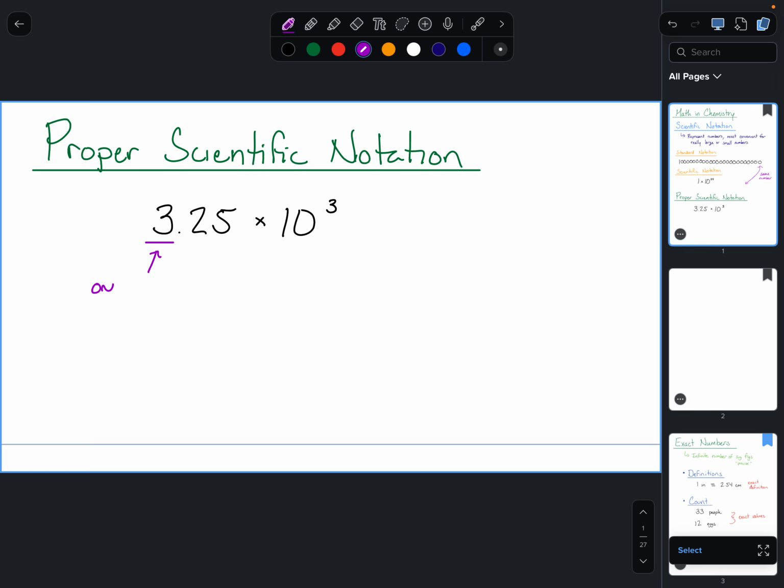I can only have one digit to the left of the decimal. All right, you're allowed to have one digit in the ones place here of your decimal. You can't have any more than that. So just one digit to the left of the decimal. We can have any amount of digits afterwards.